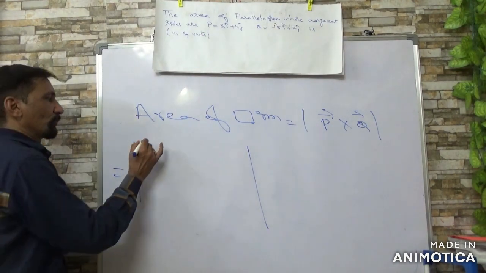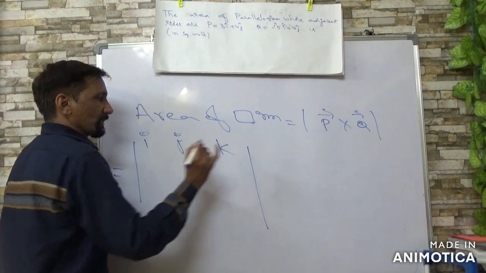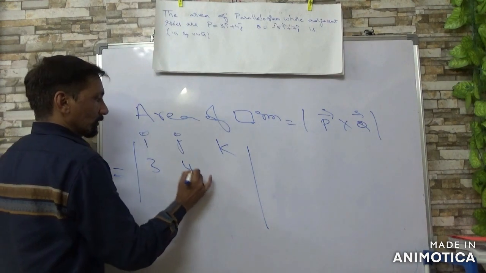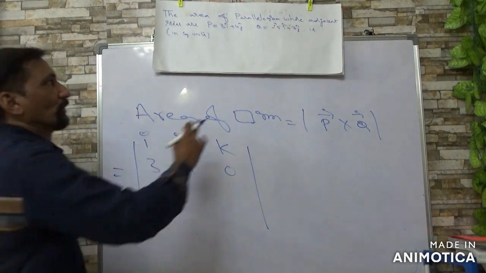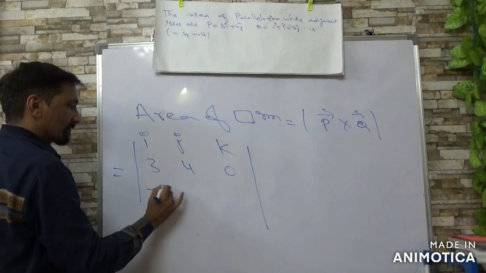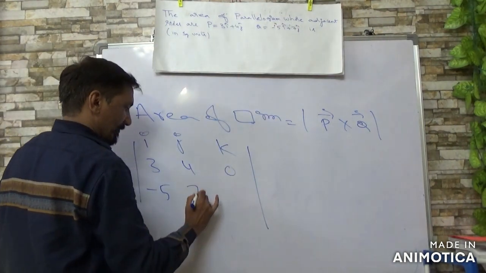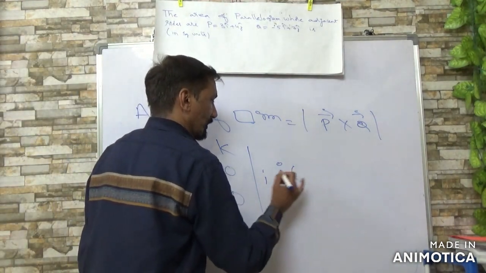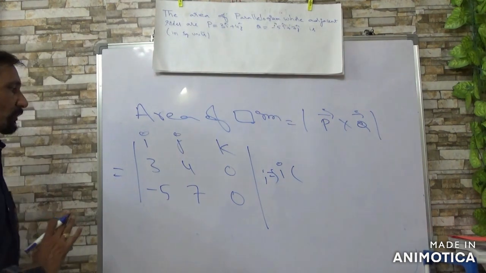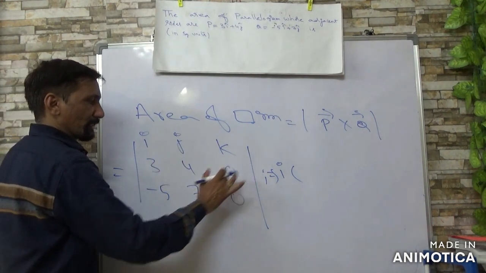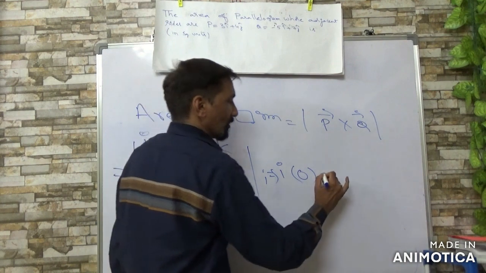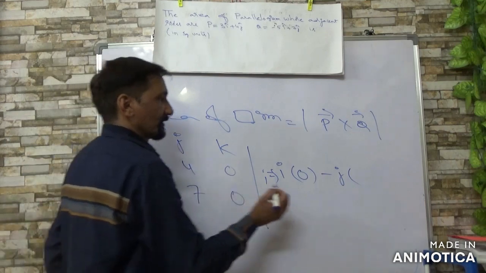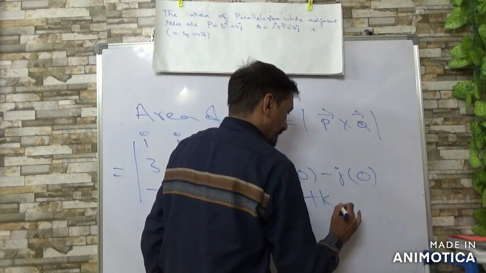Right. In the first row you write I, J, K. Next the first vector, 3, 4, K term 0. Right. Next minus 5, 7, K term 0. Right. So first you have to find the I coefficient. Whenever you want to find I, close the I column. Right minus left, 0. J is always taken negative, remember. Okay. Again right minus left, 0.